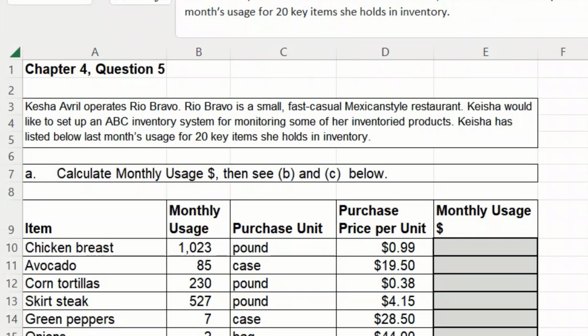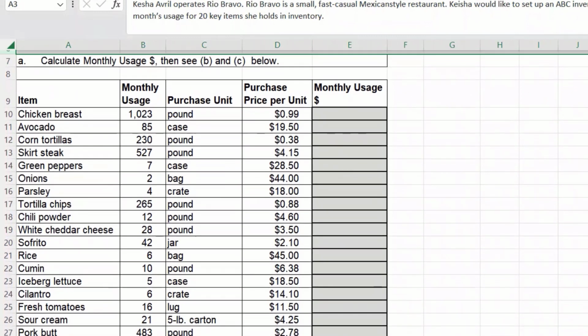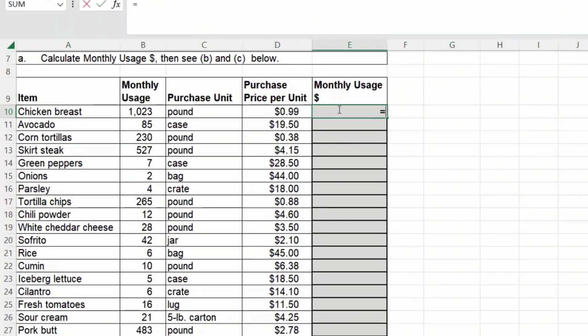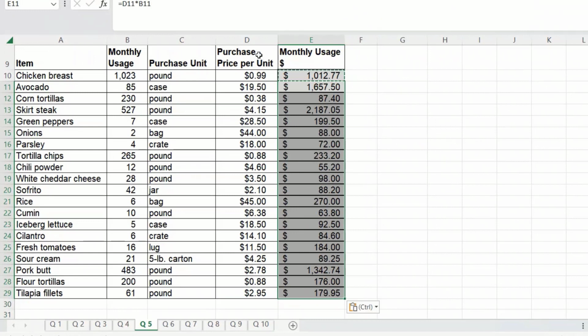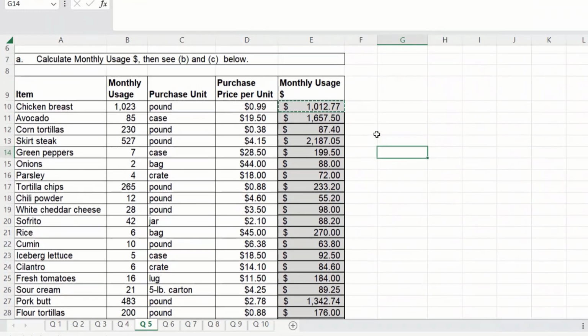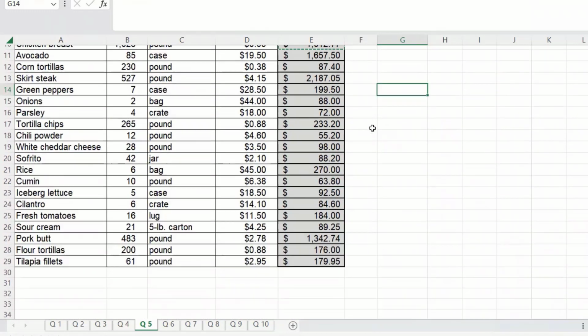Keisha's listed below last month's usage for 20 key items she holds in her inventory. First we're going to calculate our monthly usage. In order to do that, we're going to take our purchase unit price and multiply that times our monthly usage. And again, this is a formula we can use for everything. If you set up your formulas, you should be able to change prices and amounts, and again, it does the math for us. All right, so we have all those menu items listed.